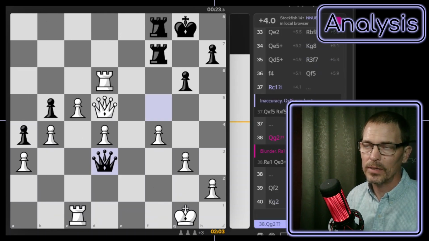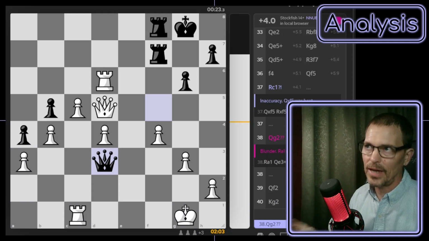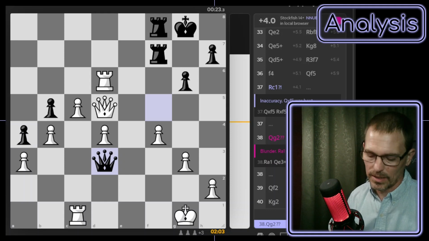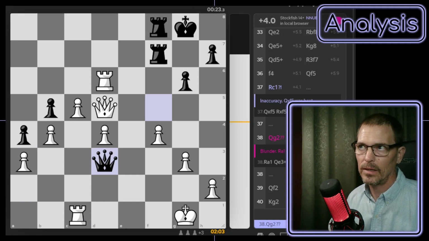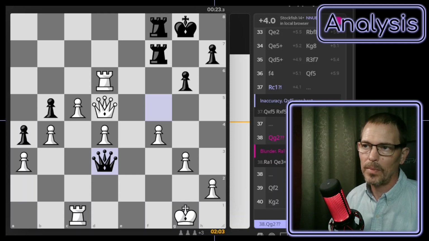I'm up 3 pawns, but you can see, I think the clocks are visible. My opponent's down to 23 seconds, and I have 2 minutes left. But I blundered here, giving my opponent something big, but they didn't have time to capitalize on it. So what was my blunder? What is my opponent threatening? My opponent has just slid in here.